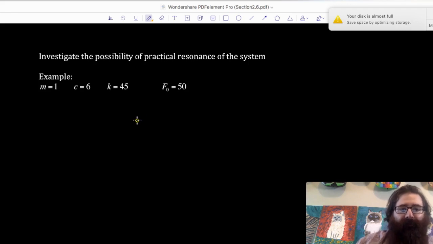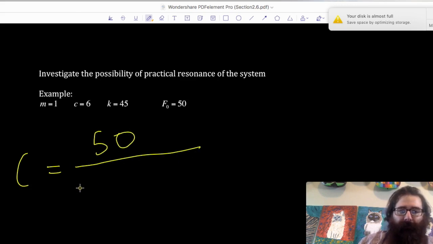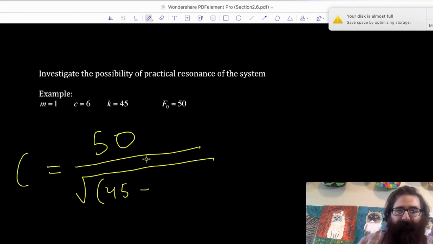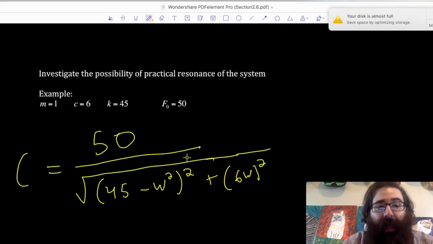Let's go ahead and use our formula again. So C is equal to, same idea, but now I have a new setup. I'm not even going to write out the system since I have that nice closed form. F sub 0 is 50 divided by the square root of (k minus m omega squared) so 45 minus m is 1 times omega squared, that being squared, plus c times omega, which is 6 times omega, and that being squared. So this is my amplitude function.